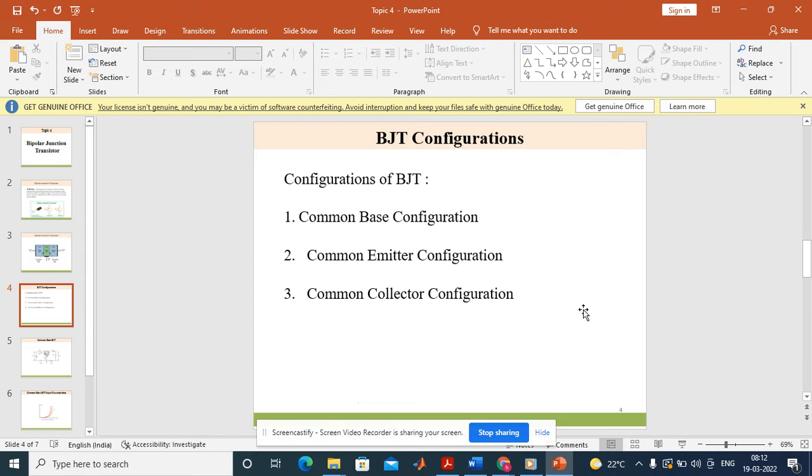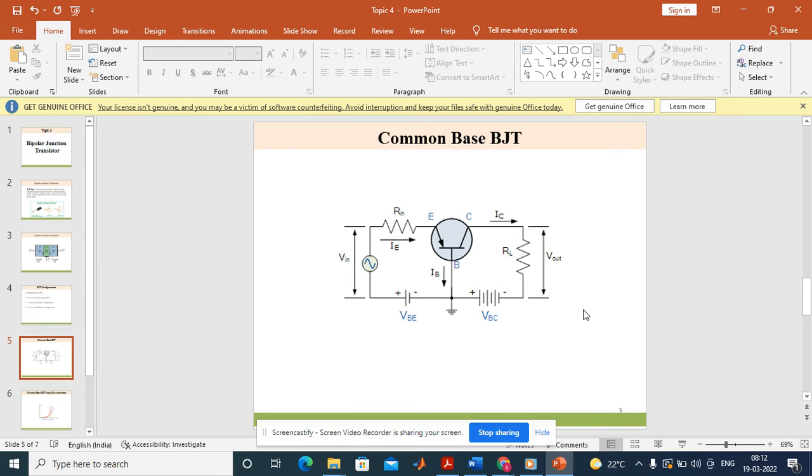The three configurations of the bipolar junction transistor are common base configuration, common emitter configuration, and common collector configuration. It depends upon which terminal we take as common in both the input and output circuits. Each configuration has different characteristics and different applications as per those characteristics. Next, I'll be explaining the common base bipolar junction transistor.